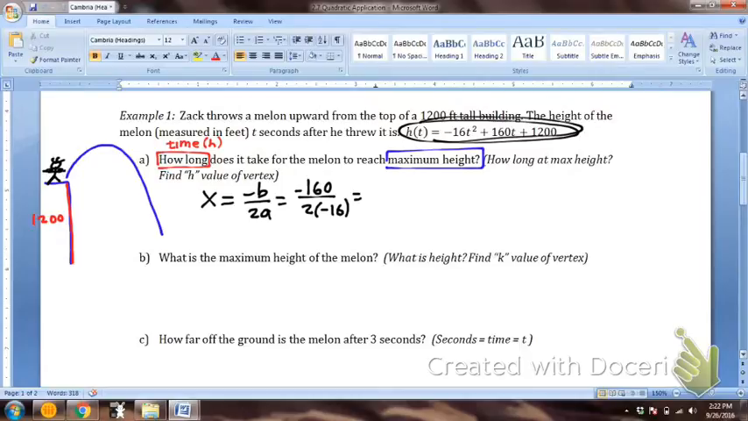So negative 160 over negative 32, what does that reduce to? Anthony? Okay. Crystal, what does that reduce to? That reduces to 5. Okay, what does this 5 mean?